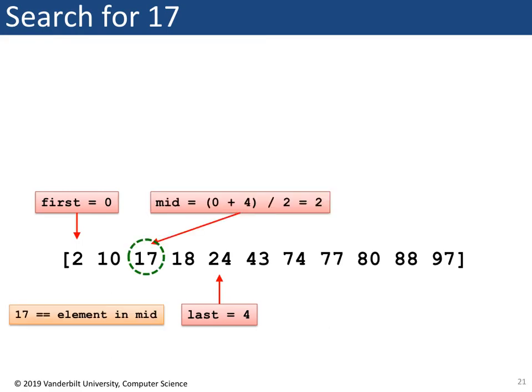We always check the middle of our possible range, so we do the lowest possible position plus the highest possible position divided by 2 is our middle, and we check the middle of our possible range. So we check the second element, and we find the number we're looking for. So 17 equals the element in the middle of our remaining possible range.